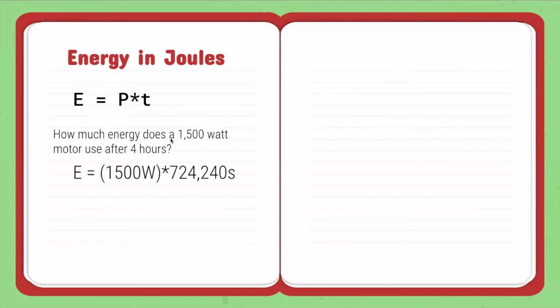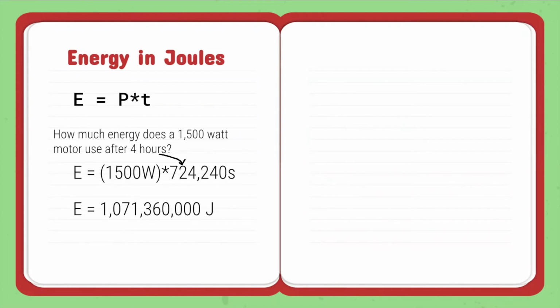So I would take power times time, so 1,500 watts, and I did need to convert here. In this case, I converted 4 hours into 14,400 seconds to get an energy of, oh gosh, 21,600,000 joules.